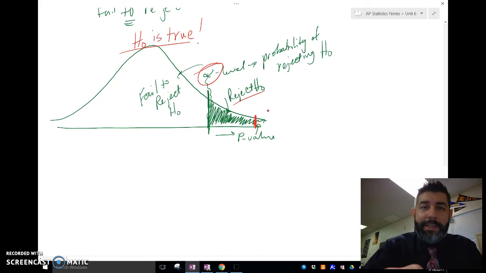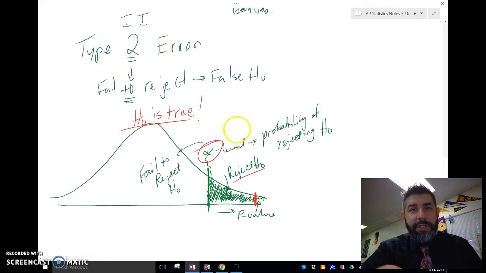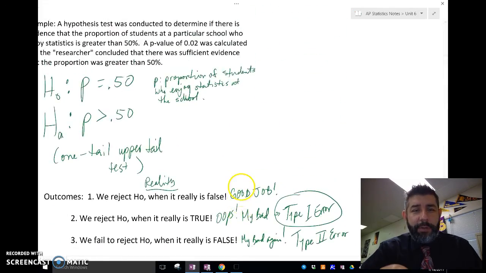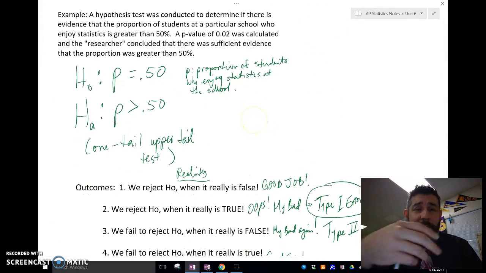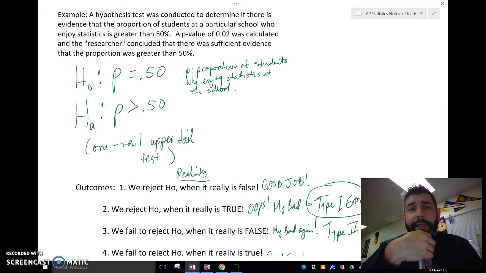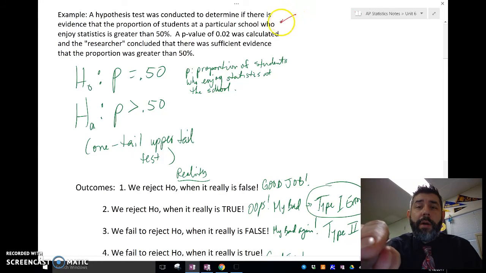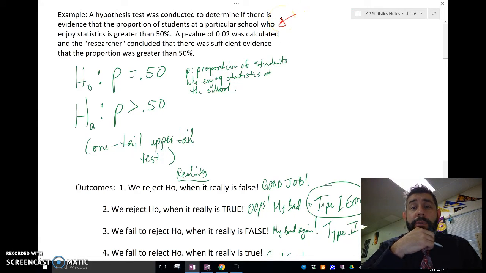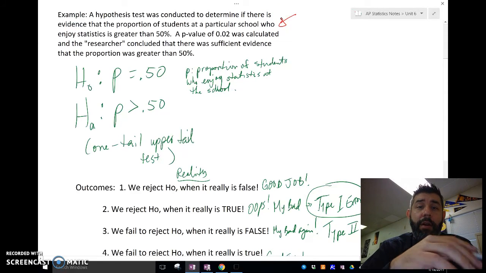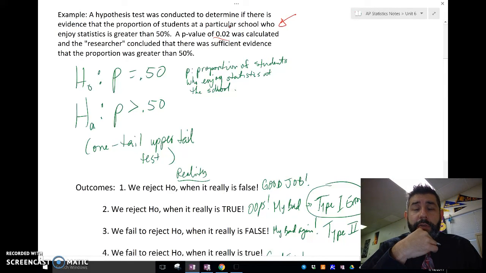Let's go back to my context, because in statistics, with type 1 and type 2 error, you're really going to be looking at context. So what is the context in which I would make a type 1 error for the problem I talked about with the percentage of students that enjoy statistics? Well, a type 1 error would be if I rejected the null hypothesis, which in fact I did. So I rejected the null hypothesis and said there is evidence that the proportion of students was greater than 50.